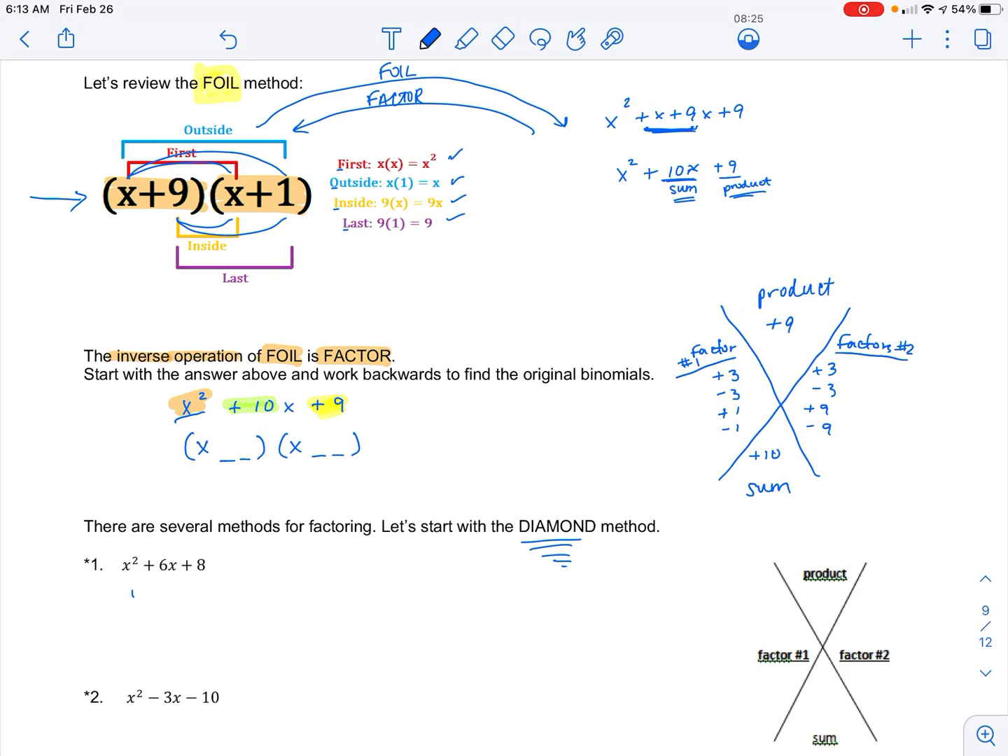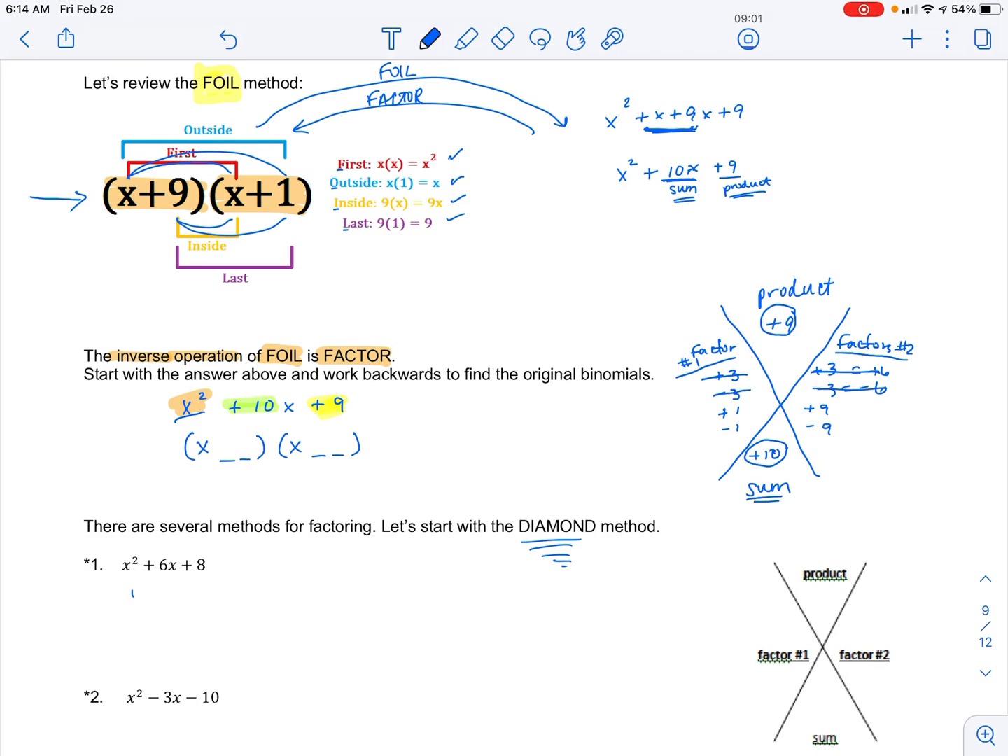Okay, so whichever pair of factors I pick have to multiply to give me the positive 9, and when I add them, they have to give me the positive 10. So let's look at those combinations. So positive 3 times positive 3 is positive 9. But when I add these, what do I get? Positive 3 plus 3 is positive 6. That's not the sum we're looking for. We're looking for positive 10. So those do not work. Negative 3 plus a negative 3 gives me negative 6. That did not give me a positive 10 for my sum.